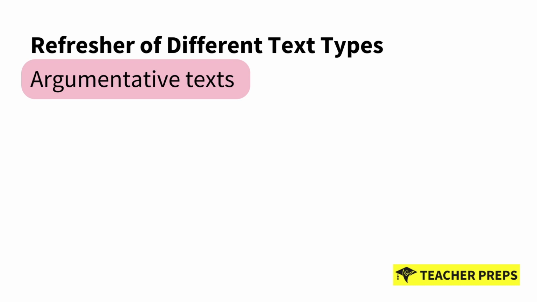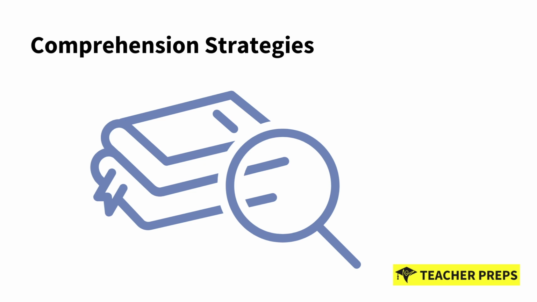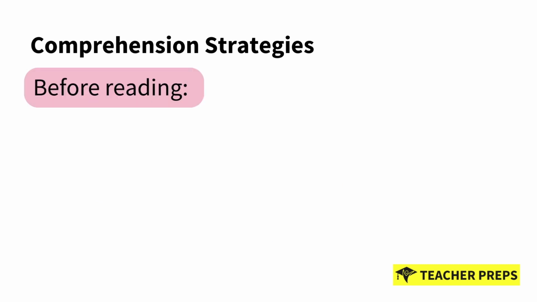Finally, we have argumentative texts, and these are aimed at persuading the reader. These texts will present a claim and provide evidence to back it up. Now, let's discuss how to teach our students strategies that facilitate comprehension of these different text types. These strategies will work for all 3 text types, which are great for remembering these on your exam.